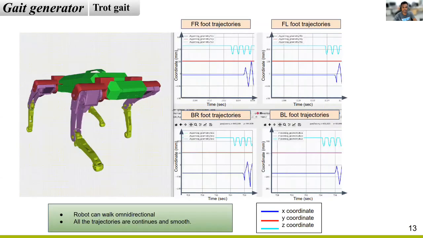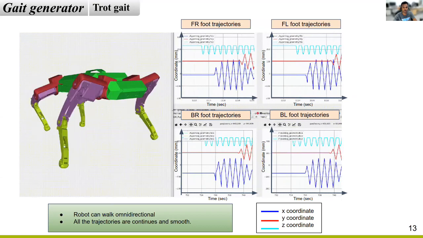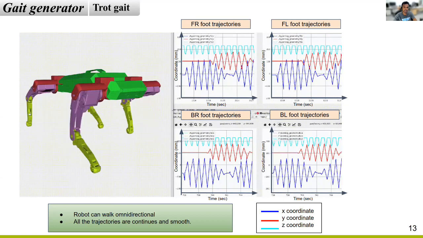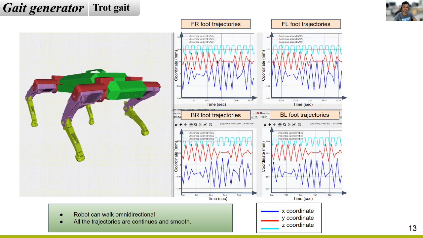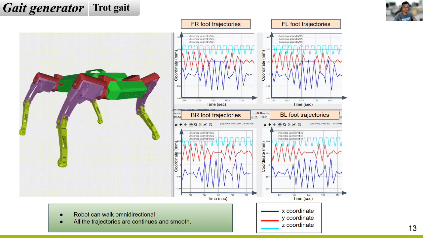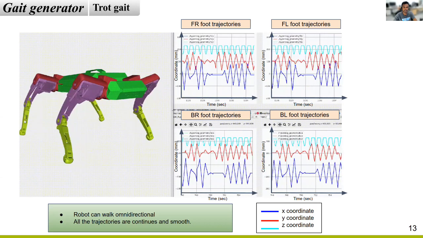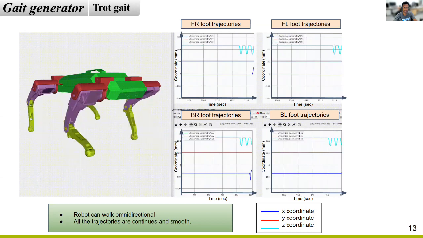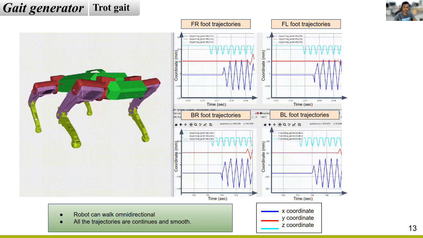One of the most common gait patterns among quadrupeds is the trot gait, due to its simplicity. The trot gait is a 2-beat diagonal gait where one diagonal pair of legs swings while the other diagonal pair stands at the same time. This gait is statically unstable and dynamically stable. The developed trot gait has 50% swing phase and 50% stand phase.